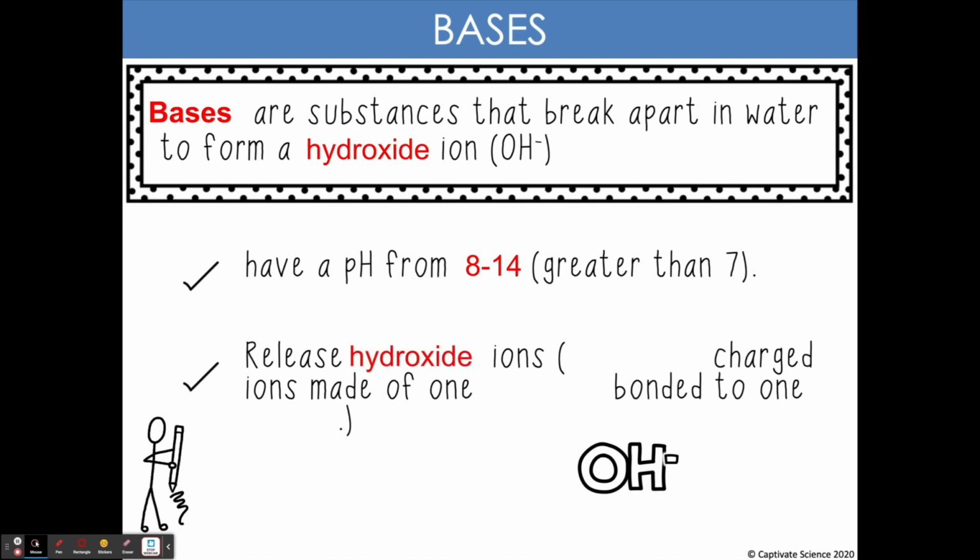They release hydroxide ions, which are negatively charged ions made of one hydrogen bonded to one oxygen. So that's the other part of water. So remember, H2O, there's 2 hydrogens. Here's the negative one for the base. If you combine it with an acid, which is an H positive, you're going to have pure water. So kind of keep that in mind.